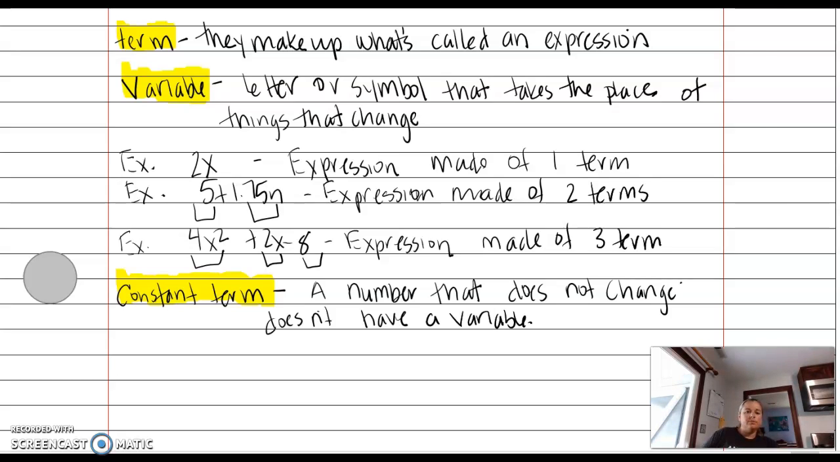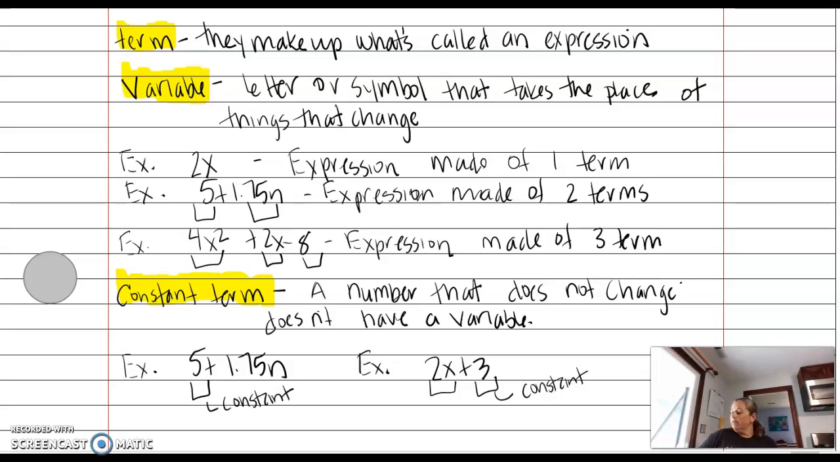Some examples. 5 plus the 1.75n is an expression made of two terms. The 5 is the constant because there's no variable. The 2x plus 3 is an expression made of two terms. The 2x is a term, the 3 is a term, but it happens to be called a constant because there's no variable. Okay, stop here.